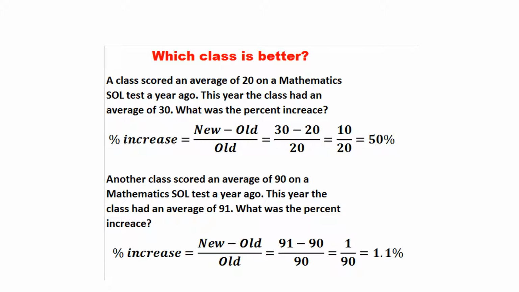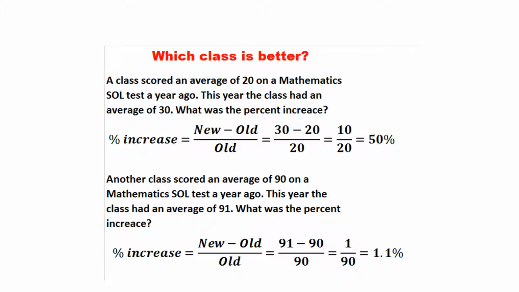Which class is better? Now we'll come to a typical problem in everyday life and how things get messed up. Now we have a class that scored an average of 20 on a mathematics SOL test a year ago. 20 is not very good. This year, the class had an average of 30, and everybody was just going crazy. Oh, my goodness, what a smart group. And the question is, what was the percent increase?